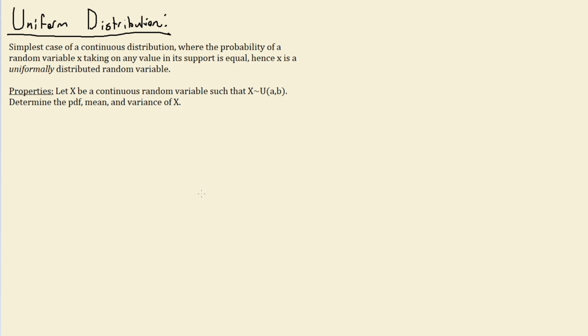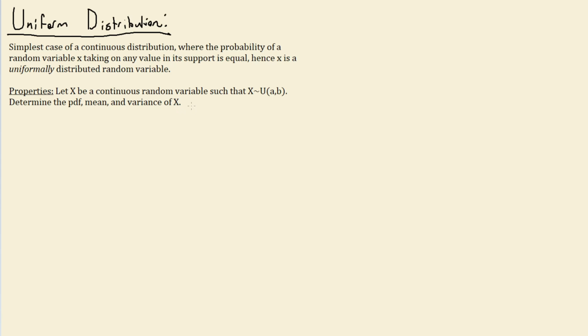And so we want to see if we can identify some properties of a uniform distribution. Here we say let x be a continuous random variable such that, and this notation here means that x is uniformly distributed from A to B. Or x is a continuous random variable that is uniformly distributed from A to B. They're the same thing. And we're asked to determine what the probability density function for this distribution is, as well as the mean and variance.